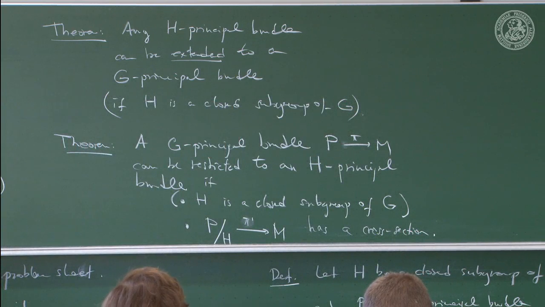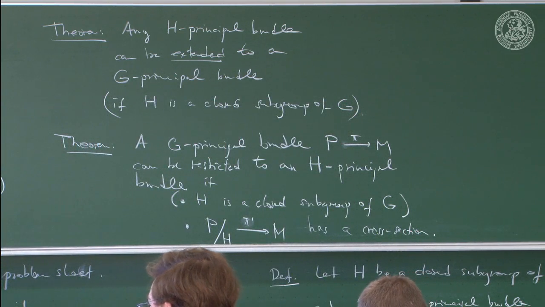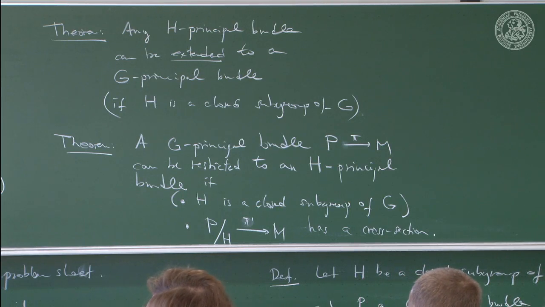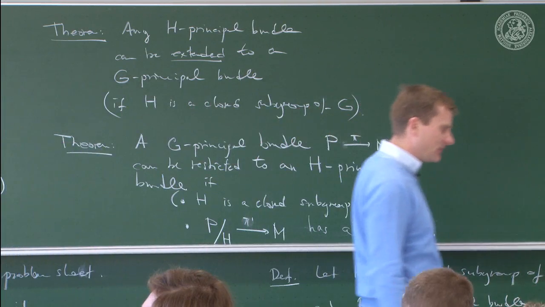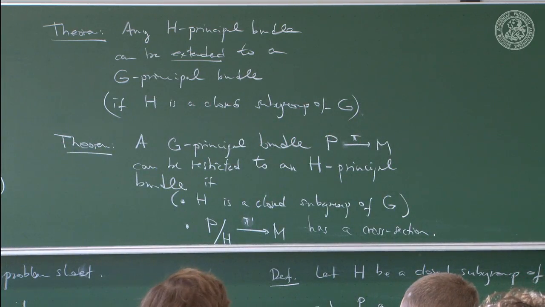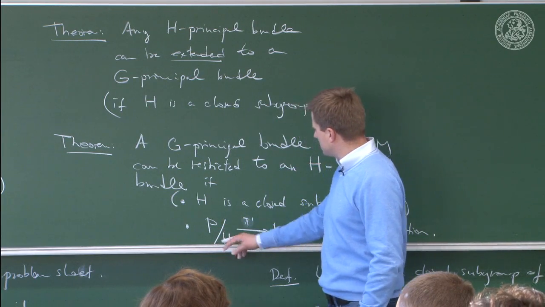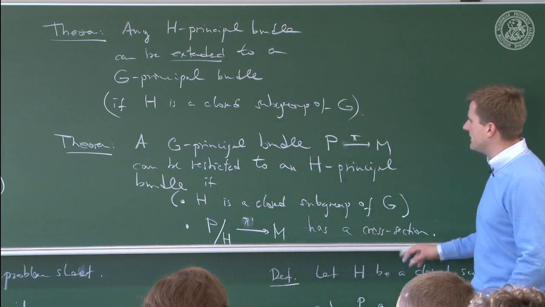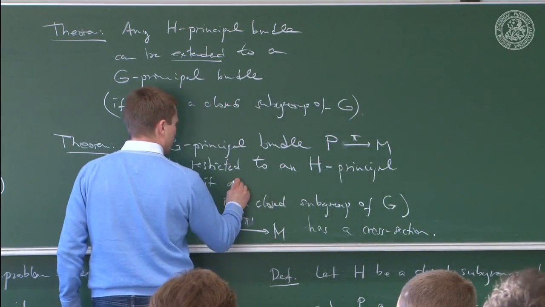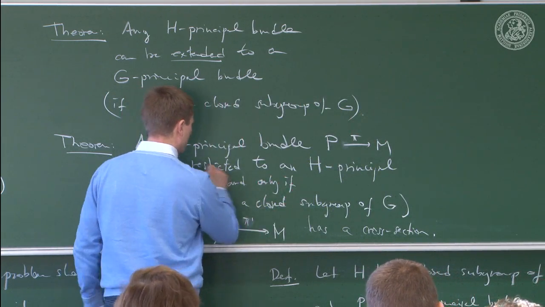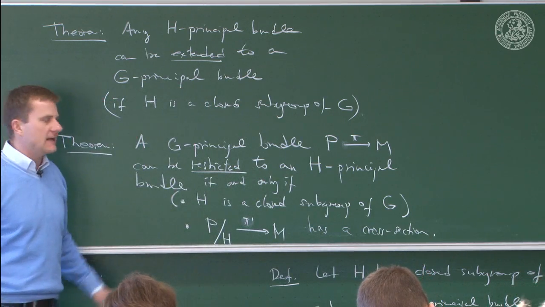you remember we already had the theorem that says a principal bundle is trivial if and only if it has a cross section. Now here, from this G principal bundle, we consider this quotient bundle, and the interesting thing is, the G bundle can be restricted if and only if this quotient bundle has a cross section.